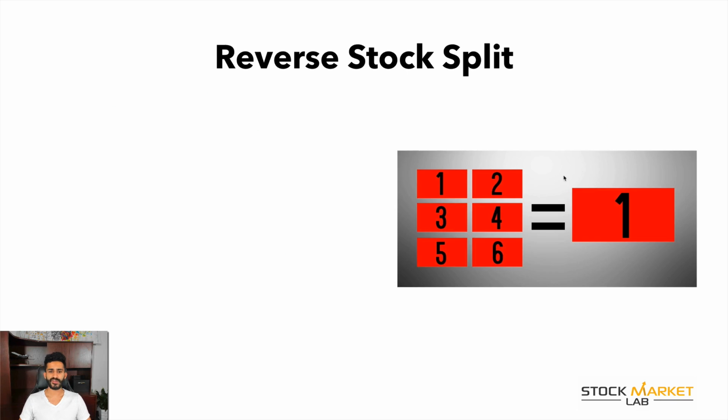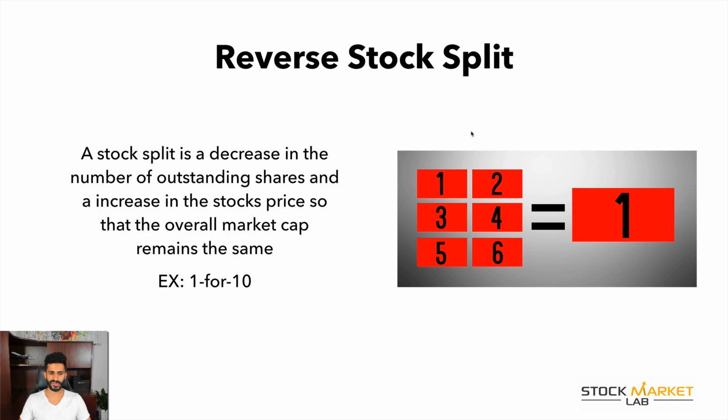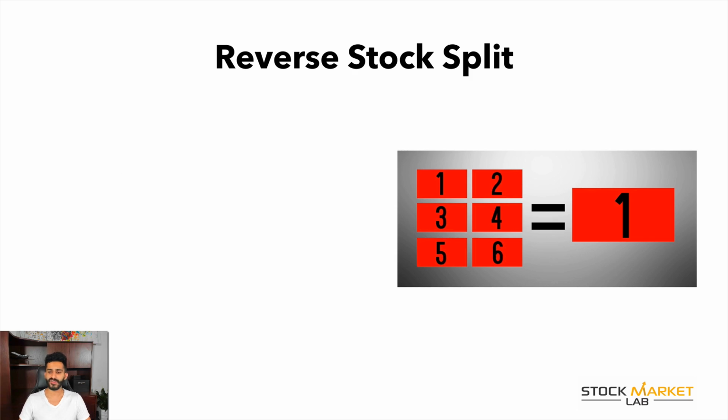Now, beyond stock splits, we have something called reverse stock splits. A reverse stock split is a decrease in the number of outstanding shares and an increase in the stock's price so that the overall market cap remains the same. So for example, we might have a 1-for-10 reverse stock split. It may look something like this. Let's say the stock is at $10. The company has 1,000 shares, right? The company is valued at $10,000. Now, if the company has a reverse stock split, right, what may happen is the stock price may go up, right?